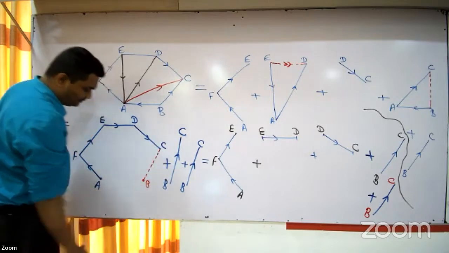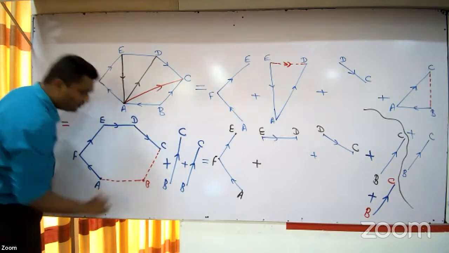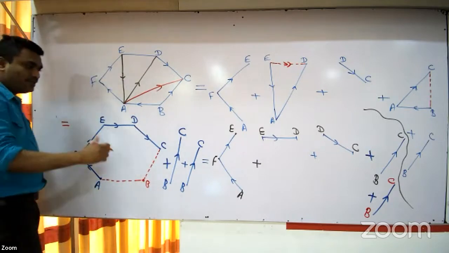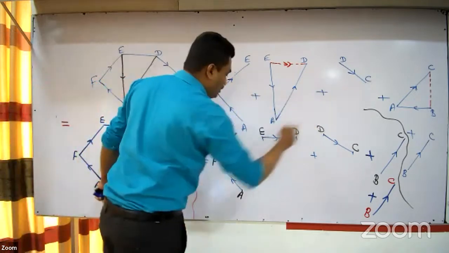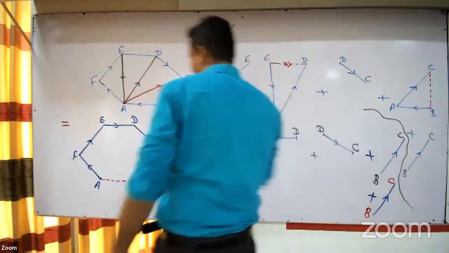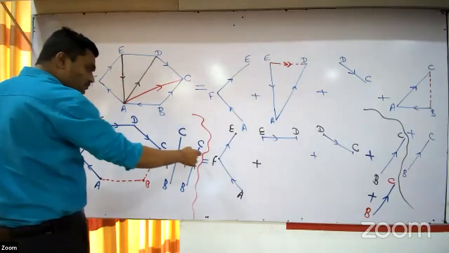This is the point B. This is the point A. These are the missing points. Please draw the third row. First row, second row, and this is the third row. Right?